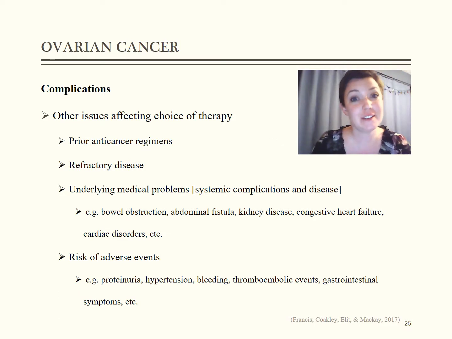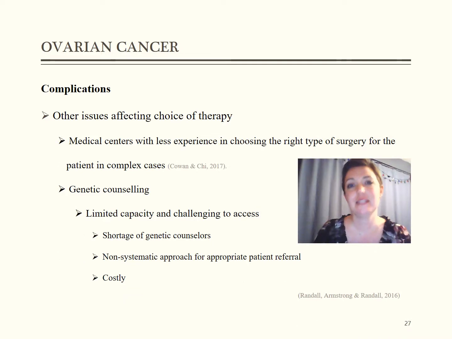Other complications are the ones affecting therapy choices, such as prior anti-cancer drugs, refractory disease, and other underlying medical problems. Therapy also comes with side effects and may cause adverse reactions in the body. In some cases, medical centers may have less experience in choosing the right type of surgery for the patient, and there may be limited capacity and access to genetic counseling for many people.